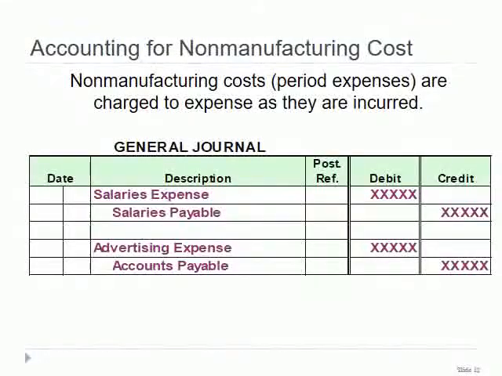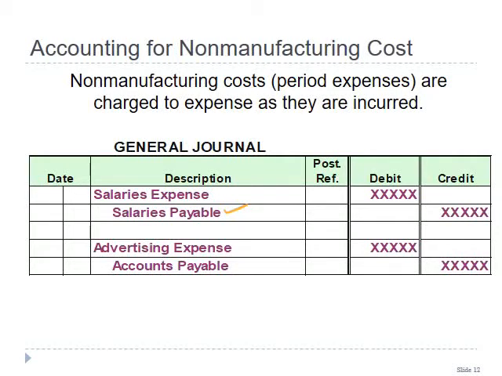So in this case, when the non-manufacturing costs for the current period occur, for example salaries expense, we are going to expense it according to its salaries payable account or according to its own liability accounts.